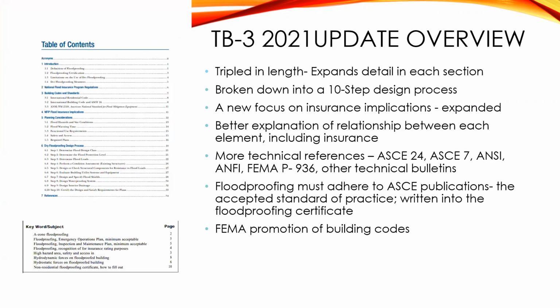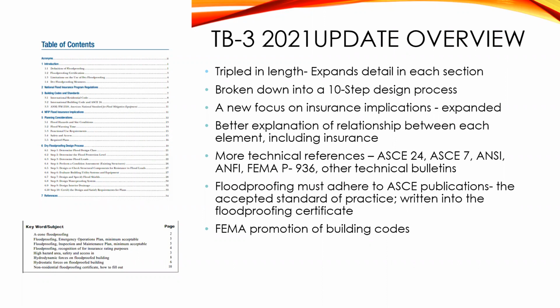Okay. The Technical Bulletin 3 2021 update was the first update since, I think, 1993. So I'm comparing the table of contents for both of them. The old version was 10 pages. The new one is 30-some pages, I think more like 40 with all of the references in it. So basically all of the sections have been expanded. They break down the design into a 10-step process, and there's a better explanation of the relationship between these things.